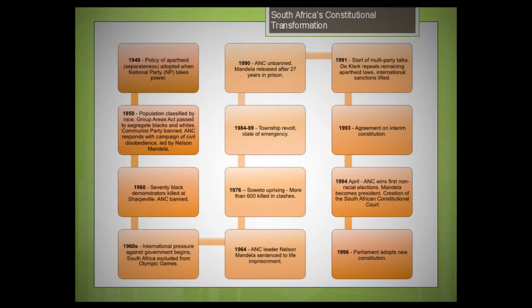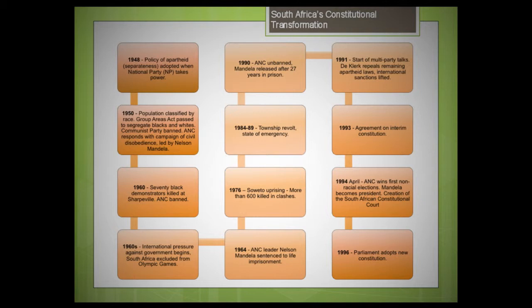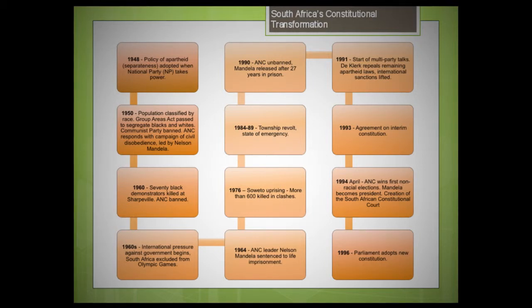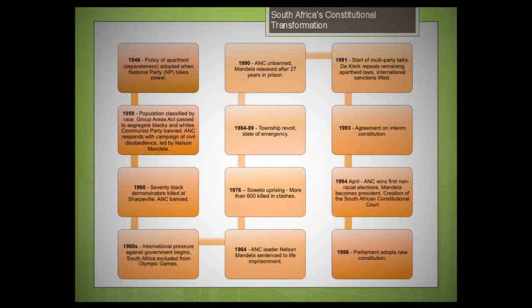In 1990, Mandela was released after 27 years in prison. He went back and resumed his role as the leader of the African National Congress, and started multi-party talks with de Klerk. And then in 1993, they agreed on an interim constitution, which made provisions for the first democratic election to be held in South Africa. The ANC, led by Mandela, won by a landslide and formed government.